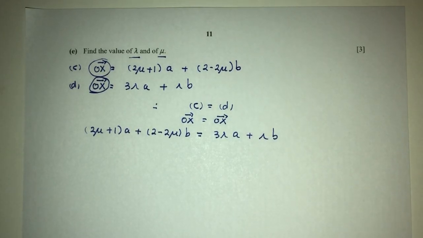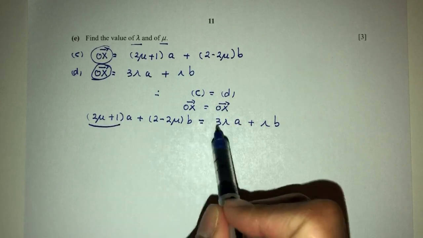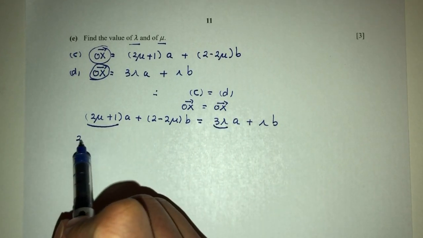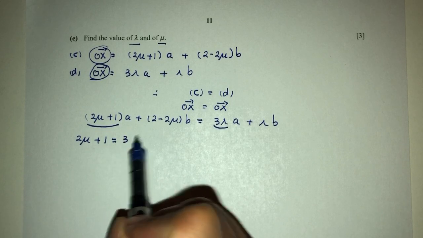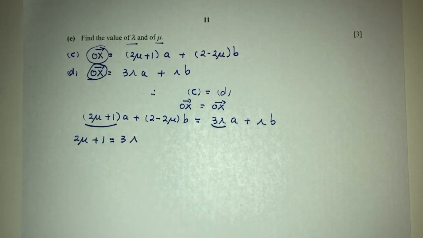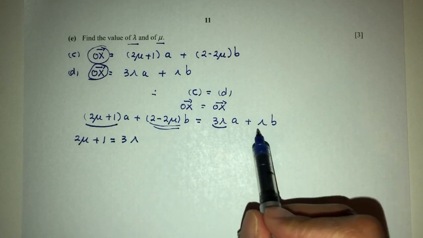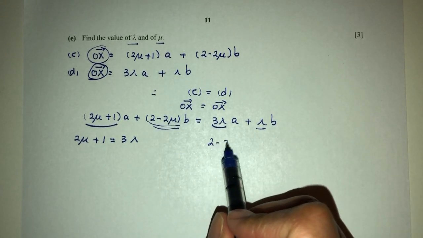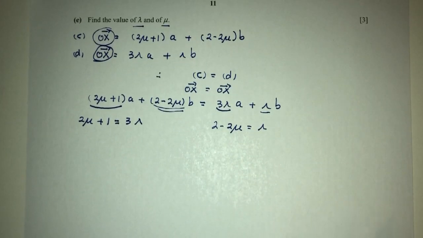So now we have to compare the coefficients. First, let's take the coefficient of A on both sides. So we have 2 mu plus 1 has to give me 3 mu. No, 3 lambda, sorry. That's my first equation. Now for this one, 2 minus 2 mu has to be lambda. That is my equation number 2.